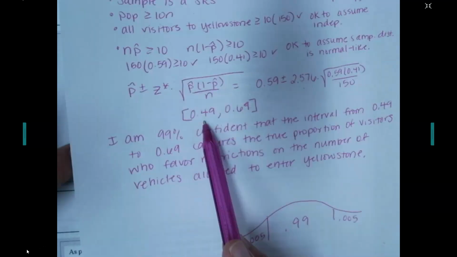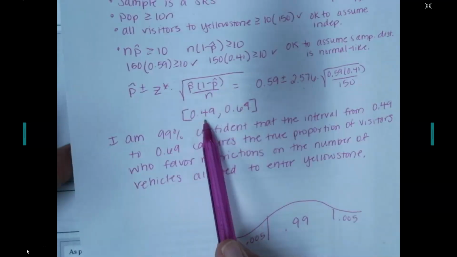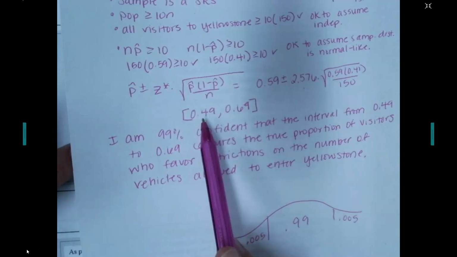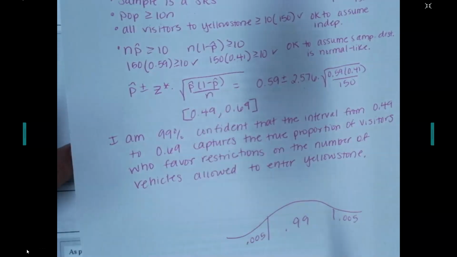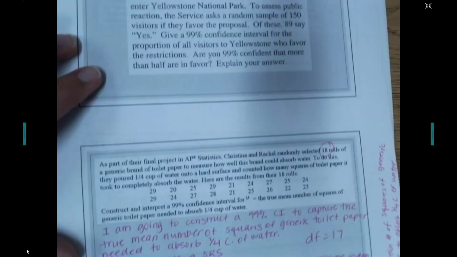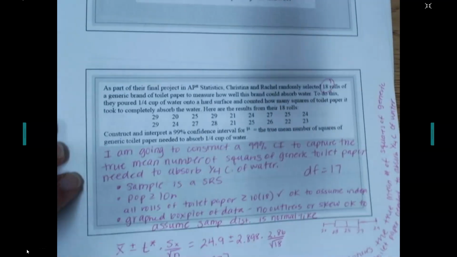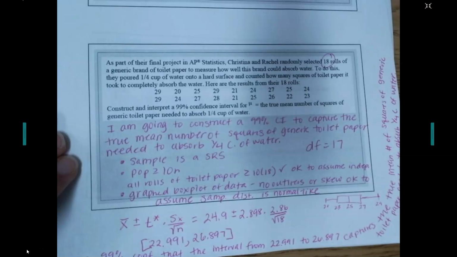I've got a possibility that less than half are in favor. More of the interval is higher than not, but there's still a plausible value below 50. Okay? And that one didn't have a second question. All right, let's try 2 more. Okay?